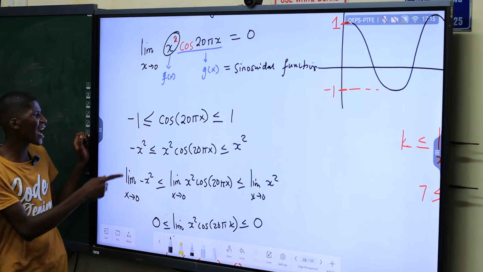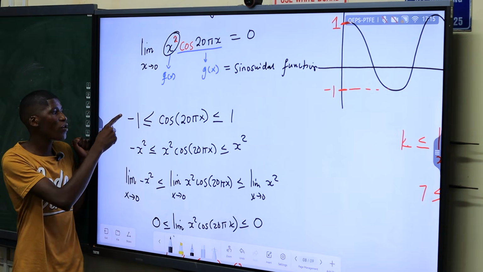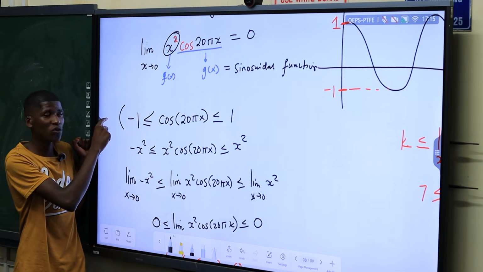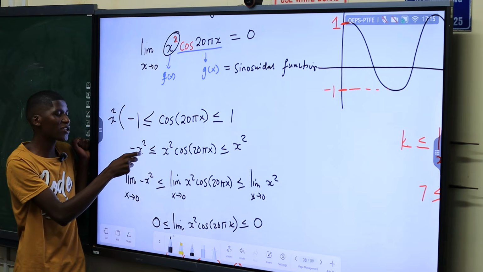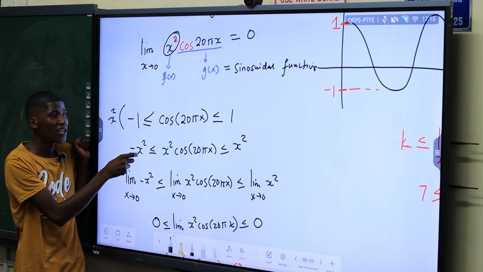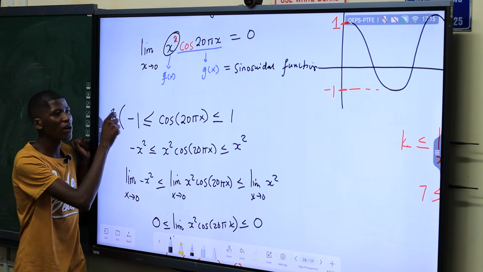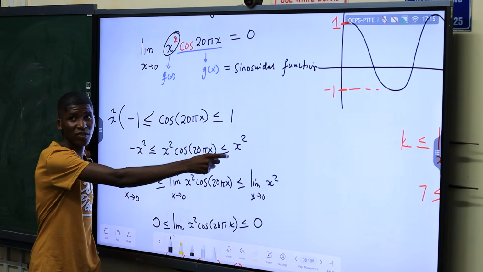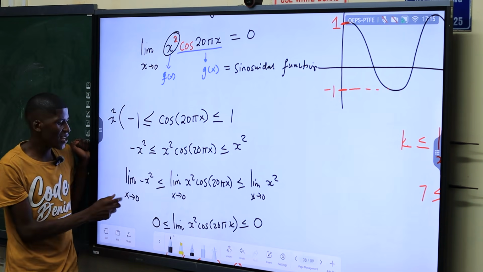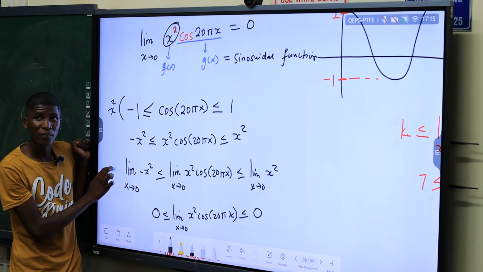Okay, as when last, we multiply by x squared throughout. x squared times -1 gives minus x squared. x squared times 1 gives x squared, right?